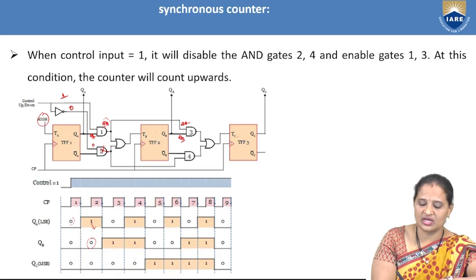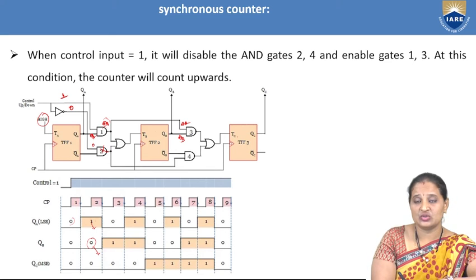Now what happens to the third flip flop? So for the third flip flop, this is given as input. So 0. As it is 0 toggle input, it remains in the same state, 0. Now this is the state.